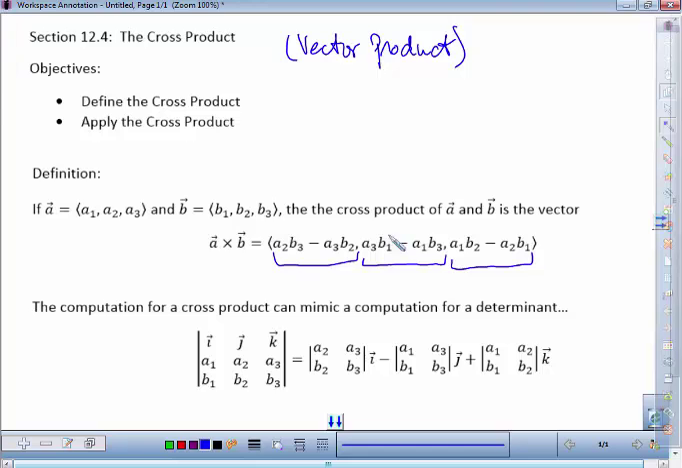If you haven't taken a determinant of a 3x3 matrix, this is essentially how it goes. You take the first element. In this case, it's not really an element, it's an actual vector, but we're going to pretend it's a number. And then you cross out the row and the column in which that element belongs to. And now you have a 2x2 matrix.